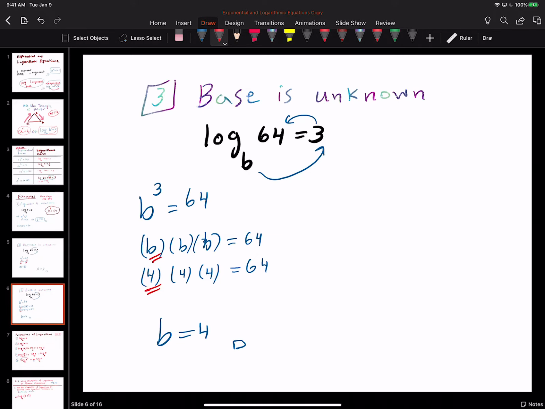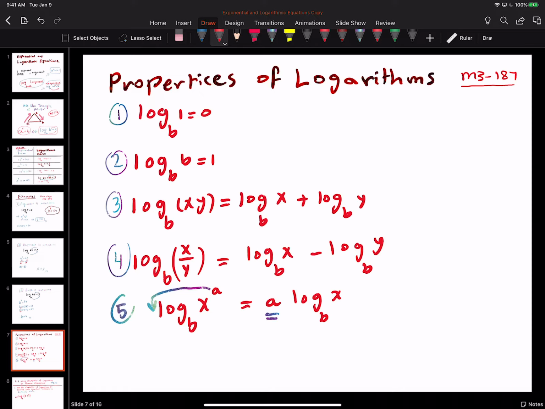Next, some properties about logarithms, which is in M3 187. The first one is simple. Log 1 base b equals 0. Why? We're not going to explain the other ones like 3 and 4 and 5, but we're going to use them. If you write this as a power, we have b to the power 0 equals 1, and we know that any number raised to the power 0 is 1.